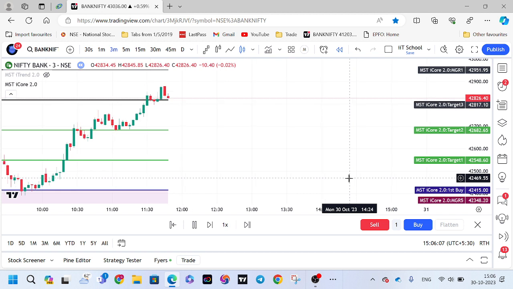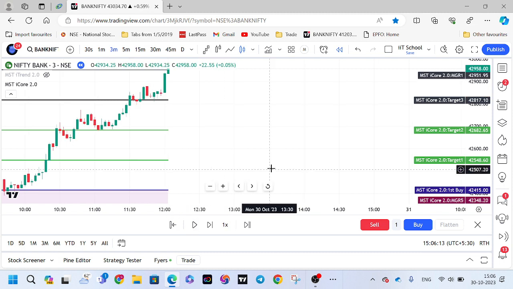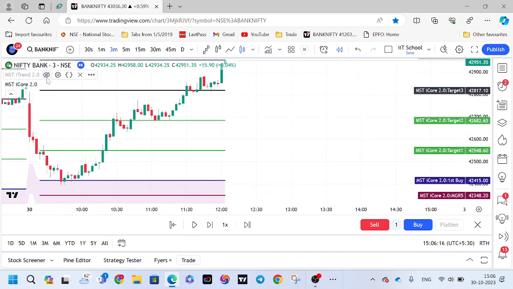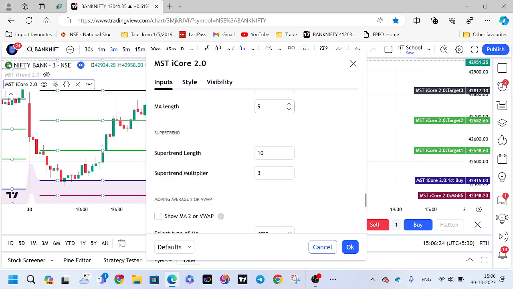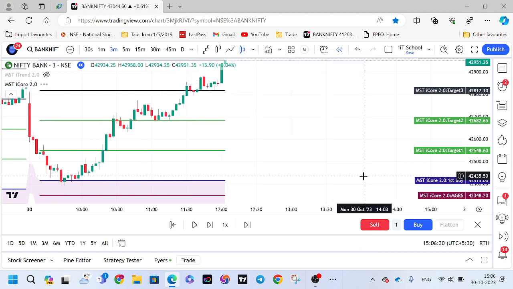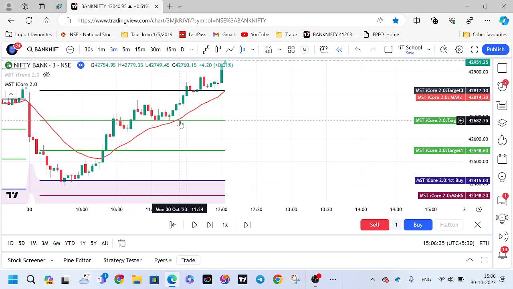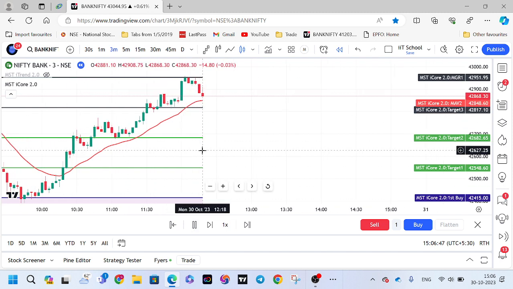So now the fourth target is 42,951. You may not know whether the market will give the fourth target or not. For that, the 21 moving average will be helpful for you. Scroll down and you will see one option called EMA 21 moving average. As long as the market is above the 21 moving average, you can stay in the market. You don't have to exit from the trade. As long as it is below, you can be in a sell trending mode.